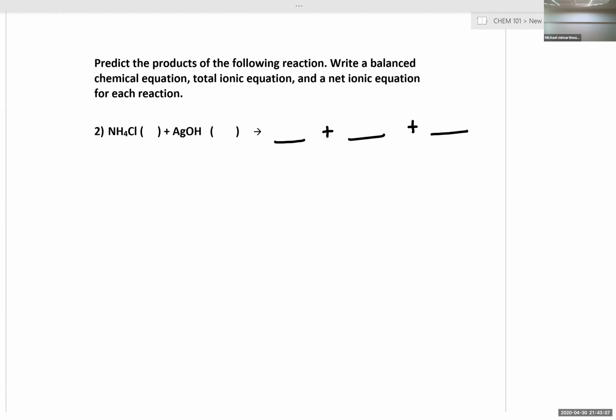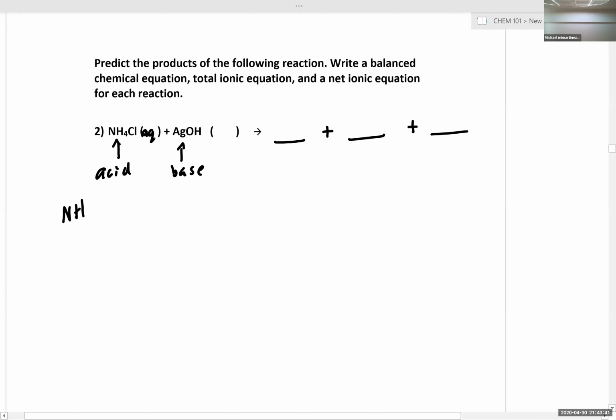Okay, so let's discuss this problem. Ammonium chloride, is that an acid or a base? It's a weak acid, yep, okay. And silver hydroxide, being a hydroxide salt, will function as our base in this case. First things first, ammonium chloride is a soluble ionic compound.